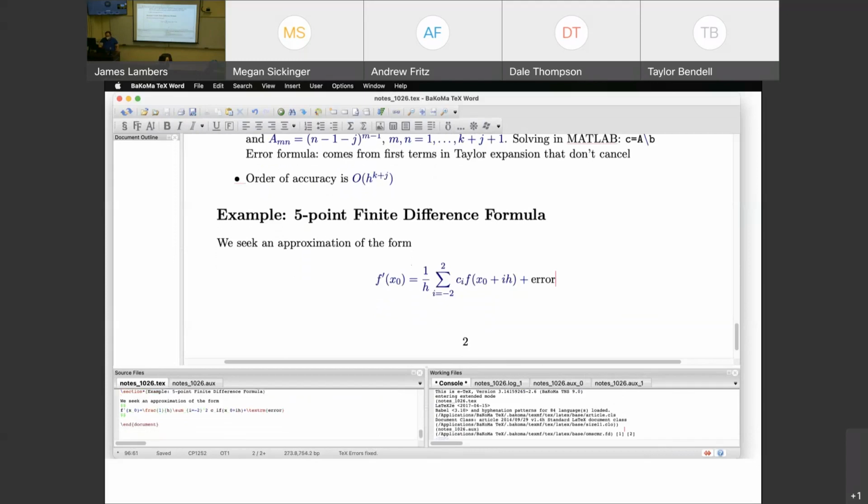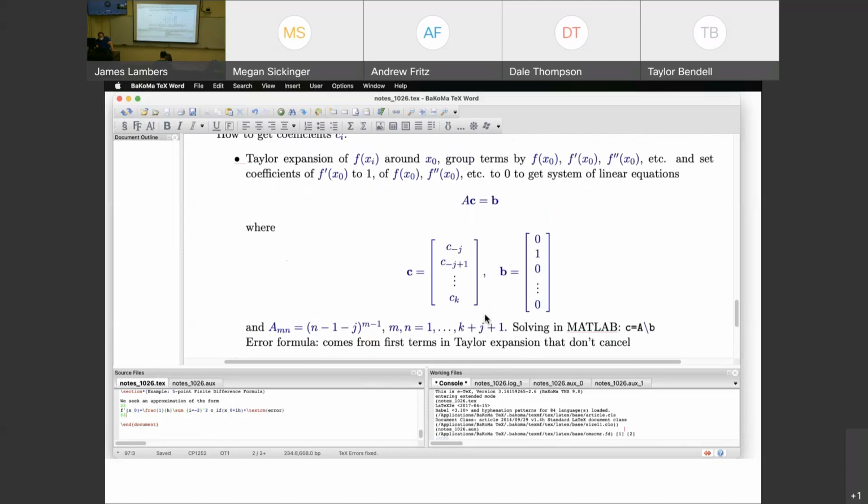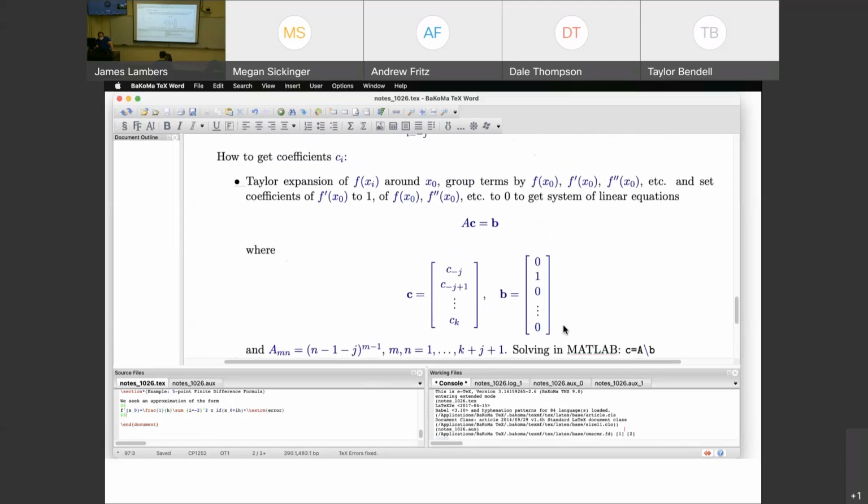Okay. Now, I can show you how you can get these coefficients in a method that, while it's based on Taylor expansion that I just showed you, I don't actually have to carry out the Taylor expansion. What I can do is just form this system of equations that would come from Taylor expansion.